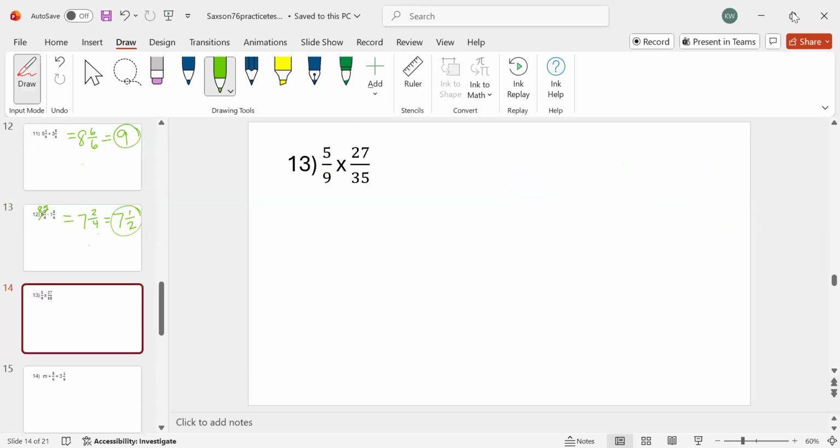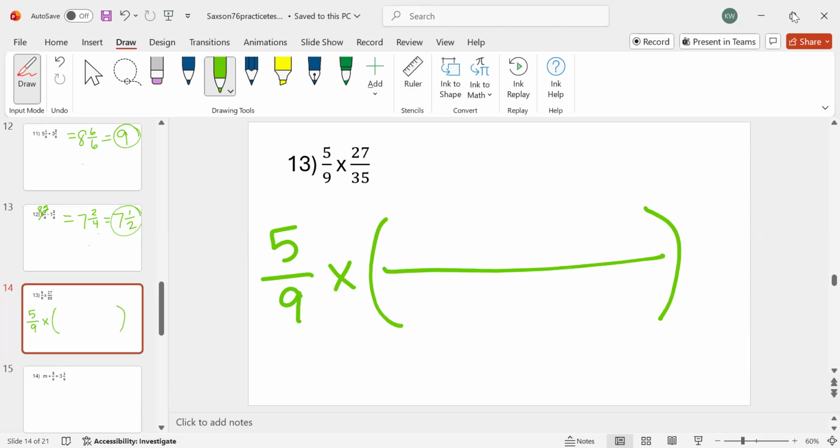Okay, let's go to the next problem. Now we are multiplying fractions. We've got 5/9 times 27/35. Well, we're going to want to reduce these a bit or see if we could. So let's give that a try. I am going to come over here to make this a little bit easier to do. And I am going to look at that 27 over 35 a little bit differently.